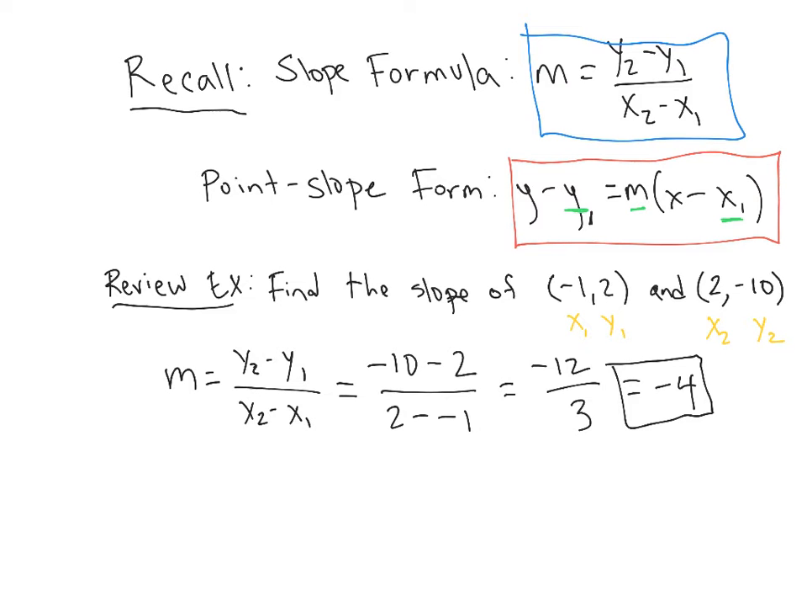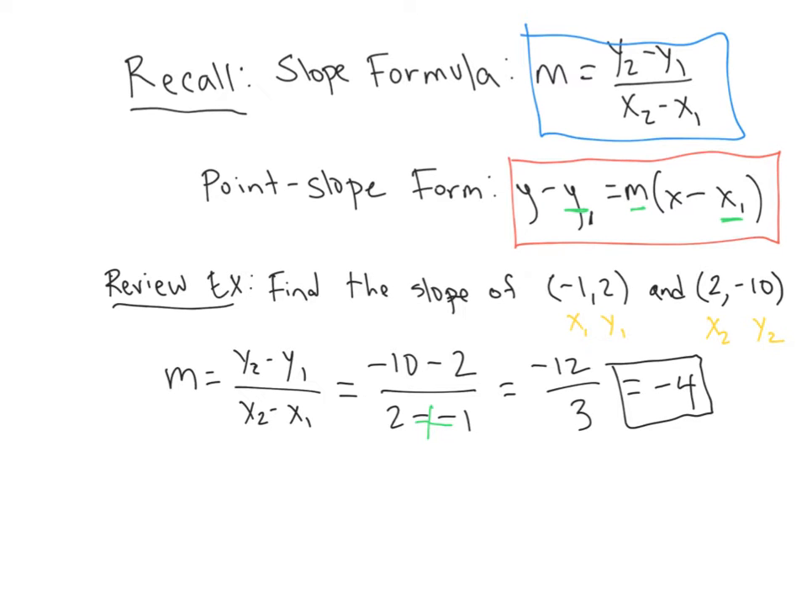So hopefully you're able to pick out -4 as your slope on this one. In the top, -10 minus 2 makes a -12. In the bottom, it was a little tricky. We had 2 minus a -1. Remember, minus a negative is going to make a plus, so 2 plus 1 makes 3. And then -12 divided by 3 makes a -4. So the slope on this one would be -4.